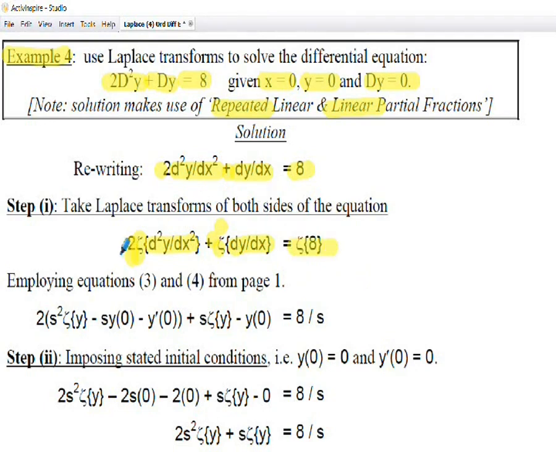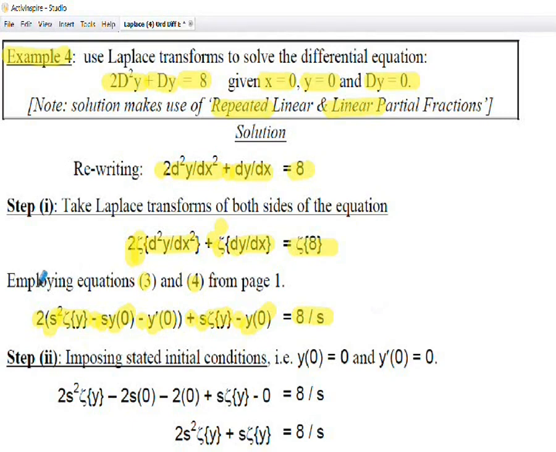Again, using our equations 3 and 4, which were shown at the very beginning of the presentation, we will now get 2 times s squared times the Laplace of y, minus s times the value of the function y when x is equal to 0, take away the value of the first differential of y when x equals 0. That's our second order part, plus our first order part, which is s times the Laplace of y, take away the value of y when x equals 0. Don't forget on the right hand side the Laplace transform of 8. If you go to your Laplace transform tables, that will be 8 upon s.